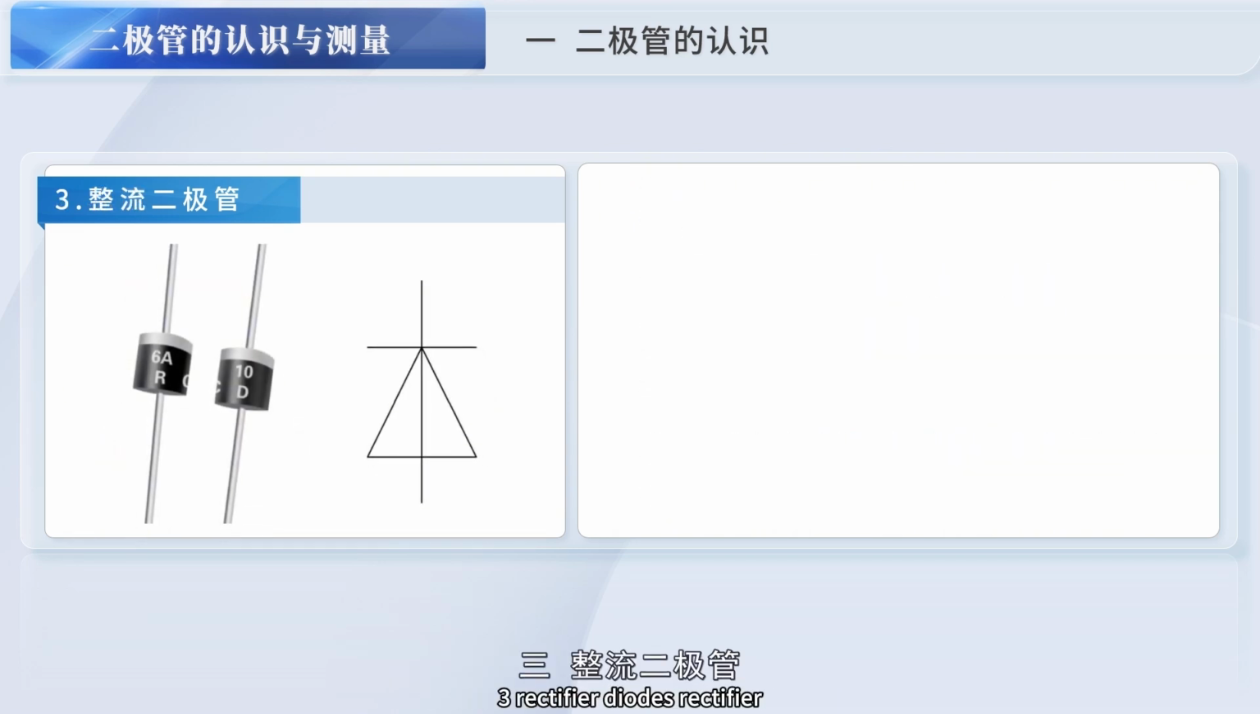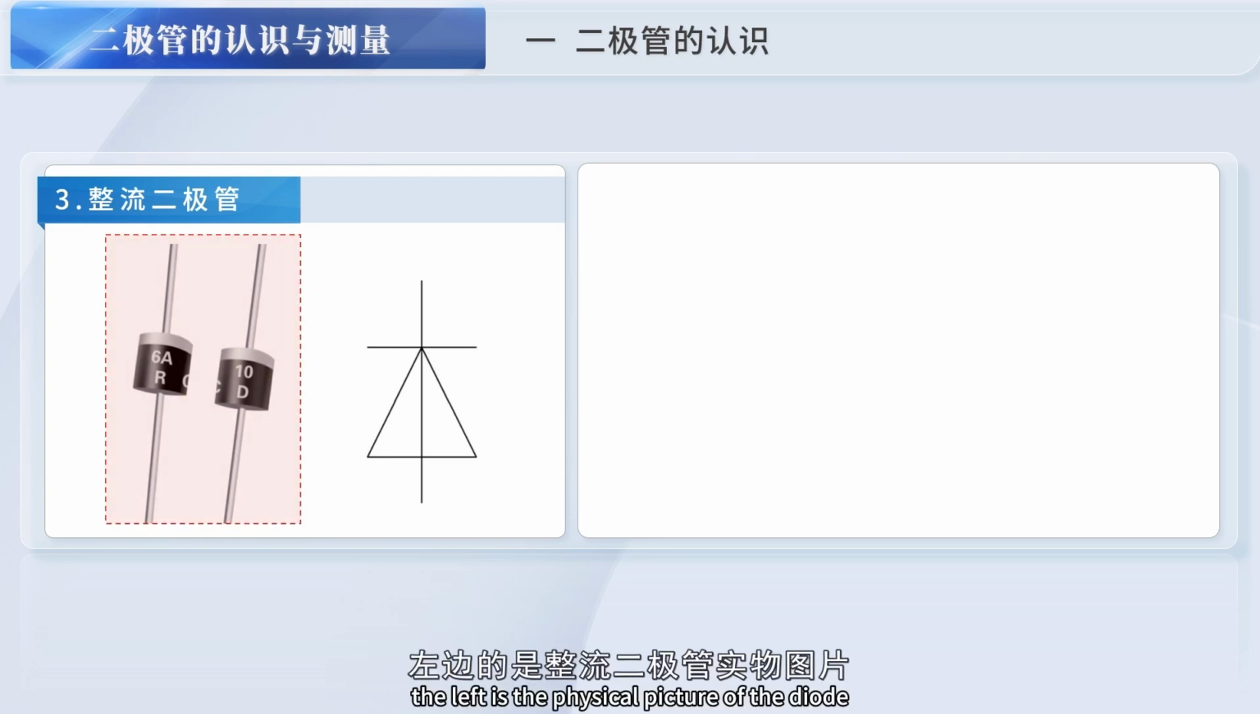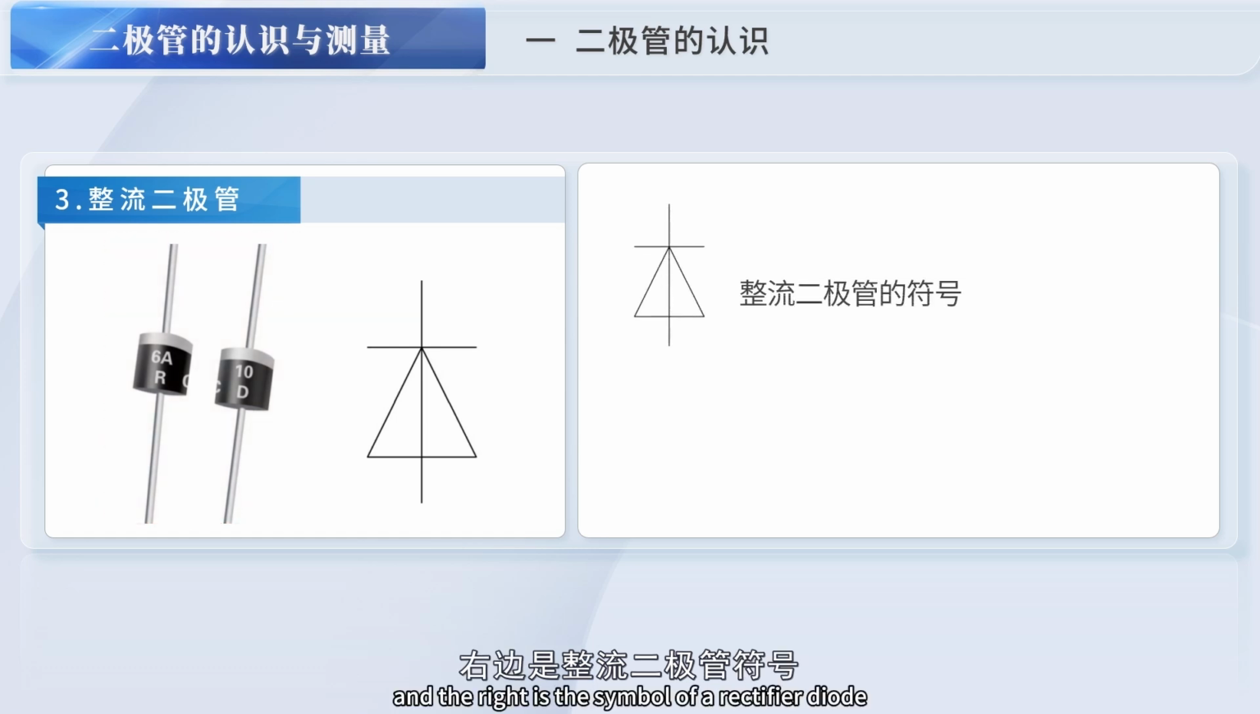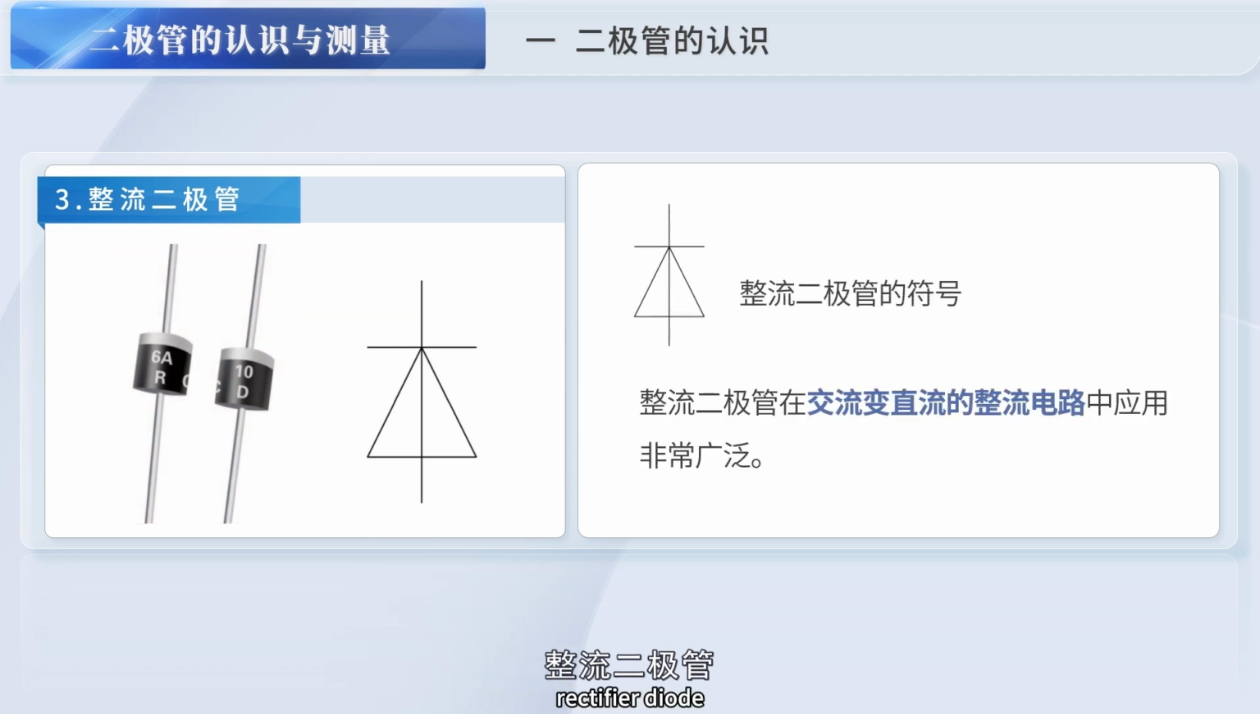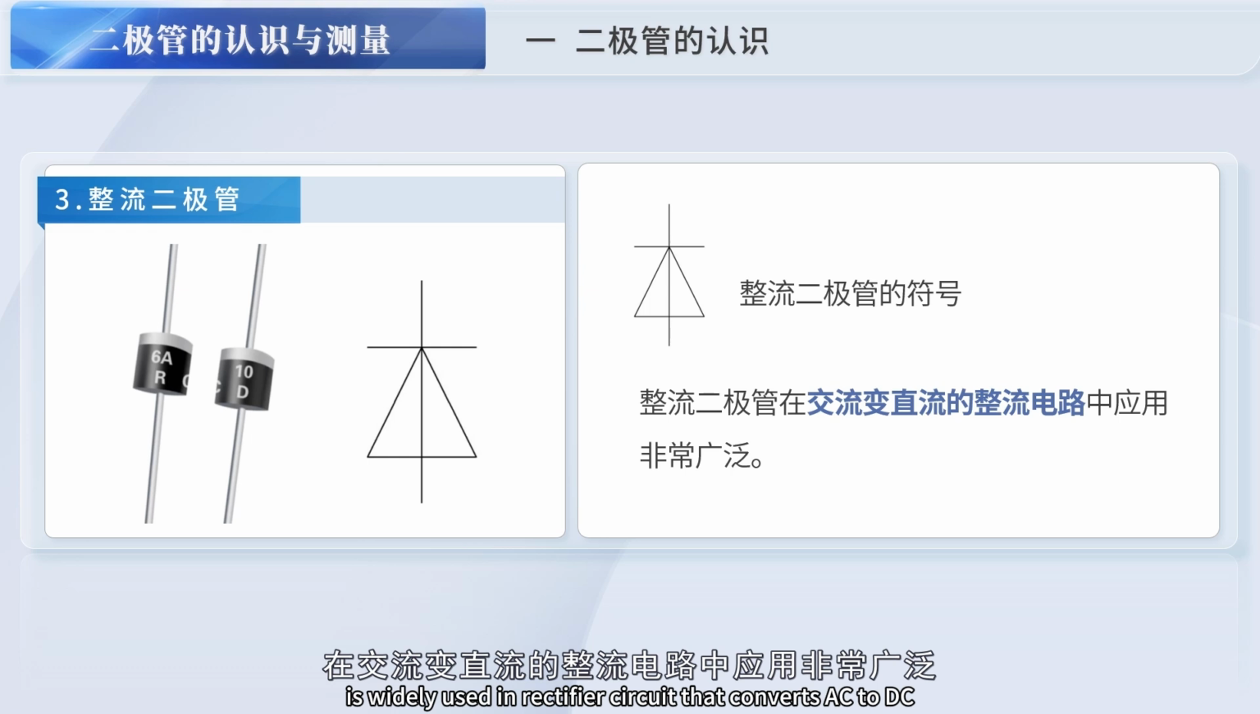Third, rectifier diodes. Rectifier diodes are shown in the figure. The left is the physical picture of the diode, and the right is the symbol of a rectifier diode. Rectifier diodes are widely used in rectifier circuits that convert AC to DC.